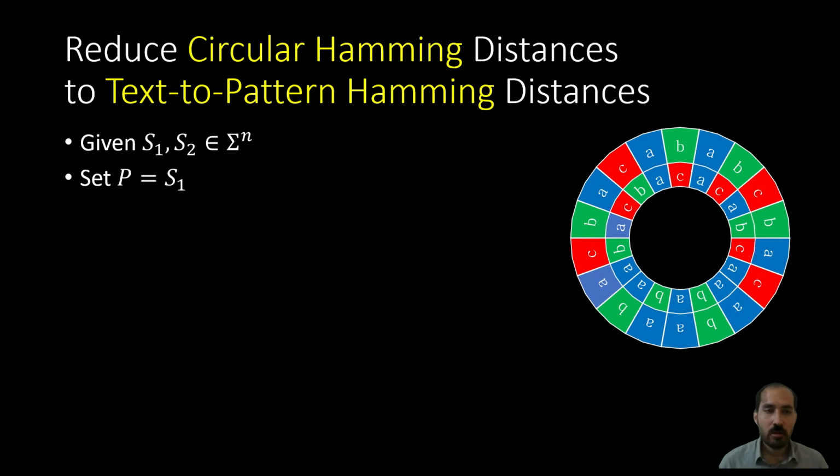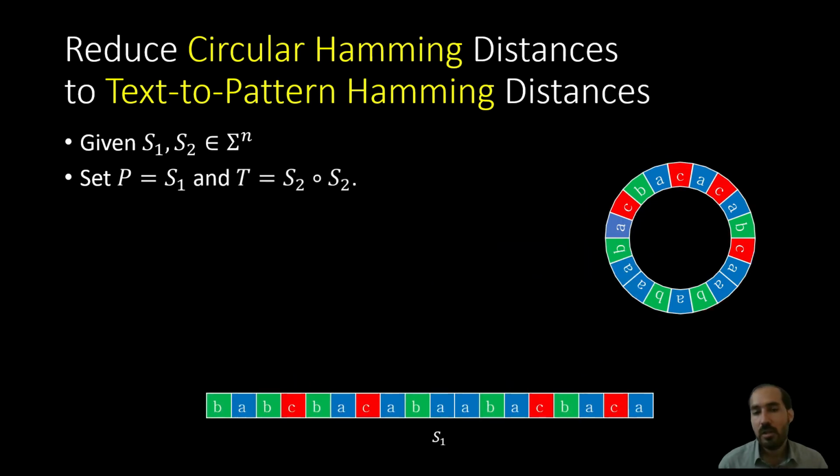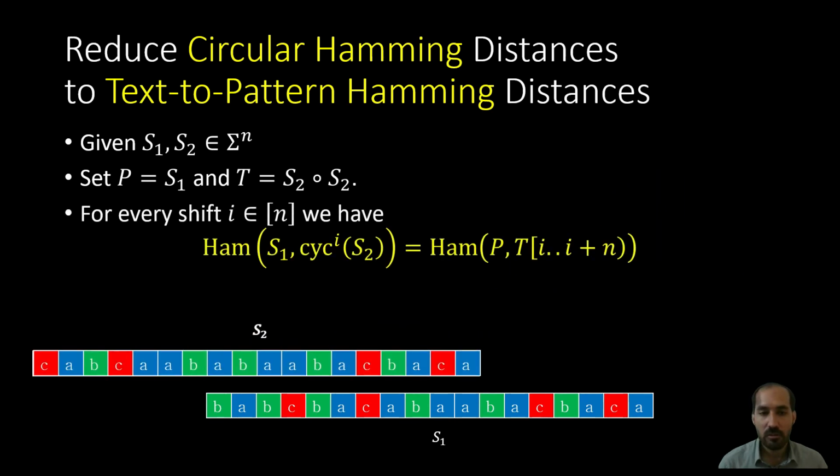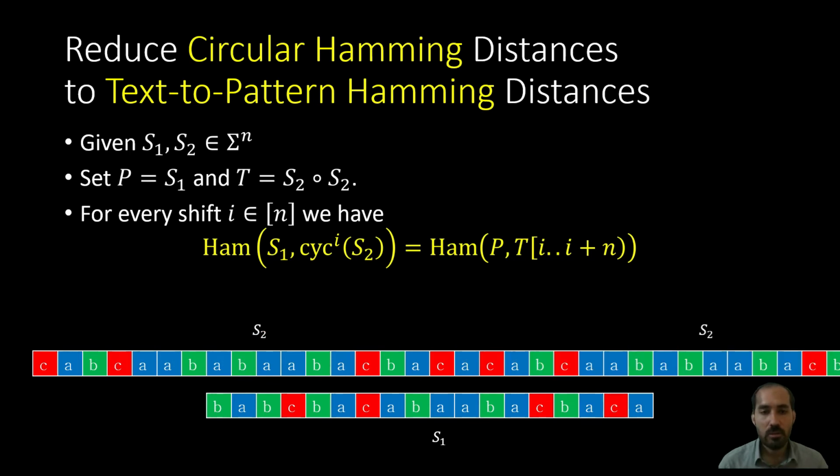And there is a well-known reduction from instances of circular Hamming distance to instances of text-to-pattern Hamming distance. The reduction goes as follows: just set the pattern to be one of the strings, S1, and set the text to be the second string concatenated to itself. And it is well known that the Hamming distance between S1 and any cyclic shift of S2 is exactly the same as the Hamming distance between the pattern, which is S1, and the ith substring of S2S2 of length n.